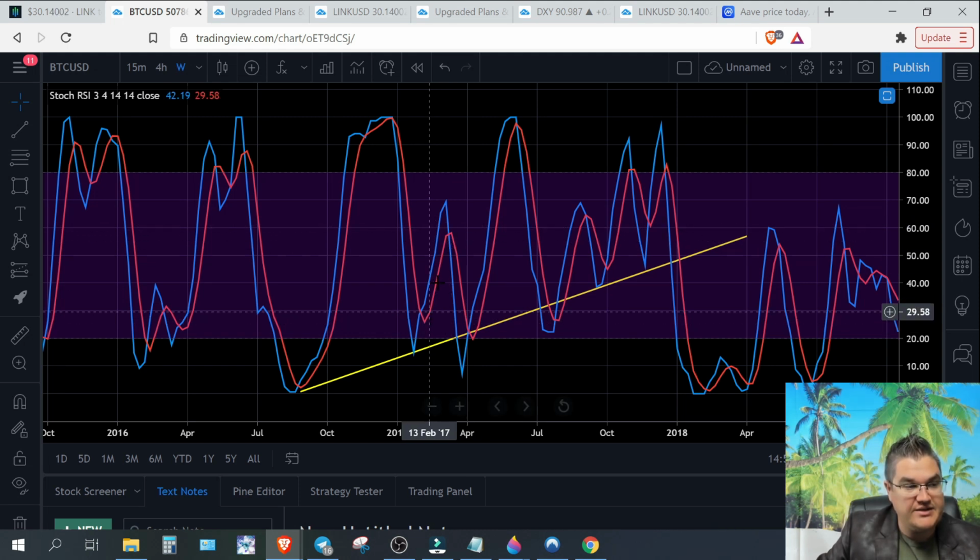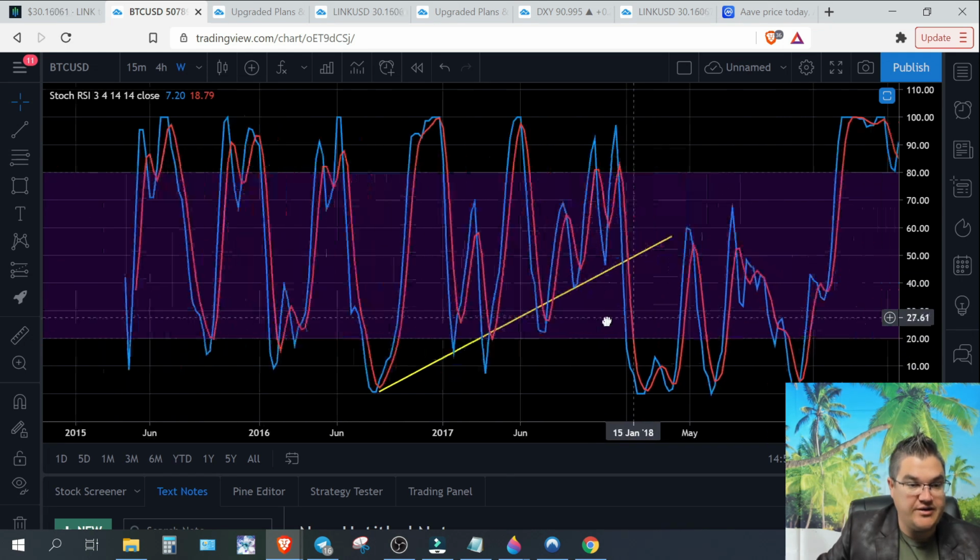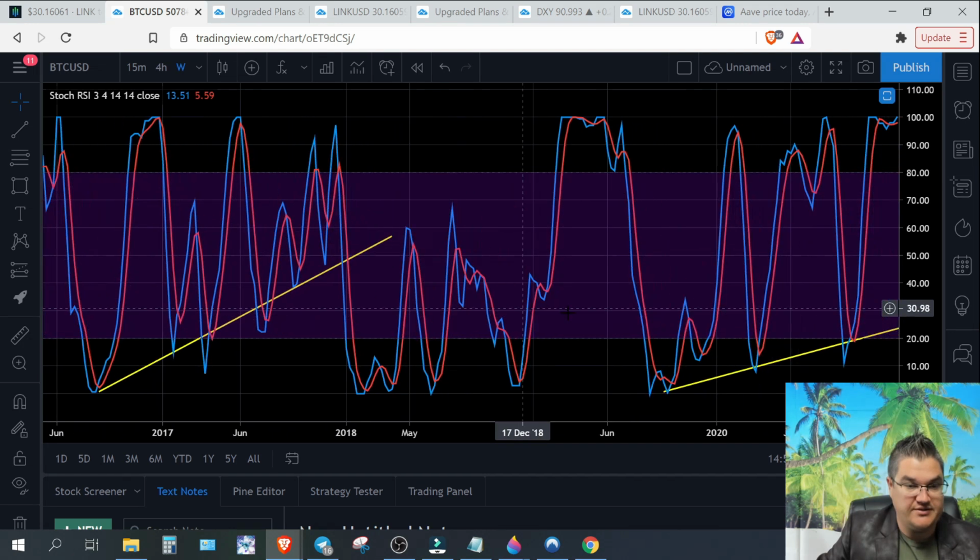So now we're back on the weekly stochastic again, and look at what it's doing. It's trying to figure out and gain strength. Look at the trend line I've drawn here. You're getting higher low after higher low, for the most part, right? Your bottoms are increasing. That is a rare thing to find, right?